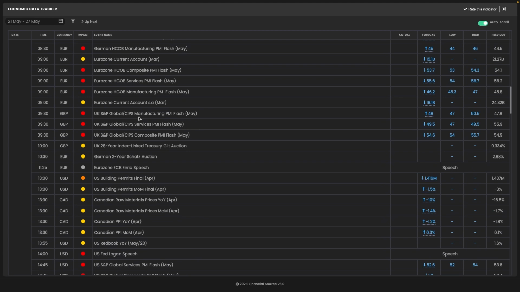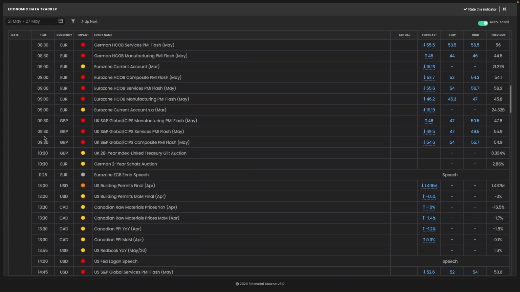Also got some UK PMI prints. Again, a big miss here would be interesting, but look for a big miss in the services. If we see services coming in below 47 and manufacturing coming in below 47, I'd expect that to weaken the pound. So I'd look to either trade a pound index or a pound futures, or to trade the pound against a currency that's strong when we get to 9:30 tomorrow morning.